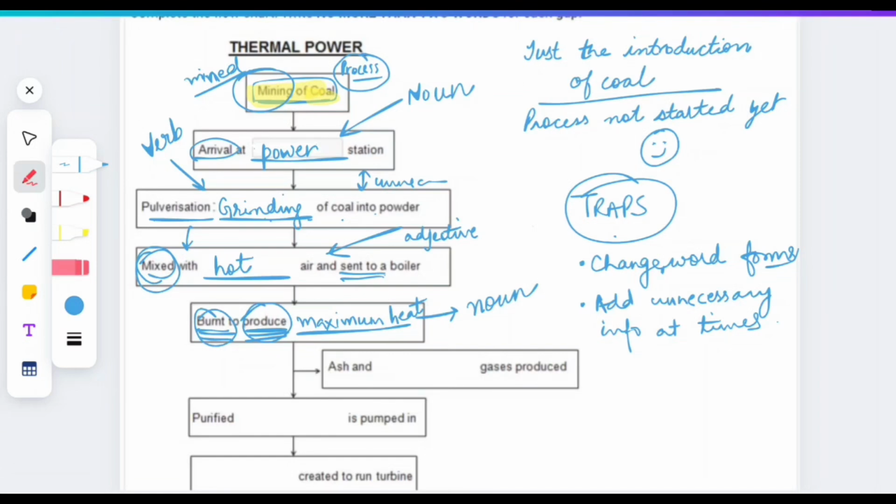Okay, so I hope, students, this strategy was very useful for you. Always combine the pre-listening strategy and the during listening strategy that I have explained you right now, and I'm sure you'll get band 8+ in your exam like I got.